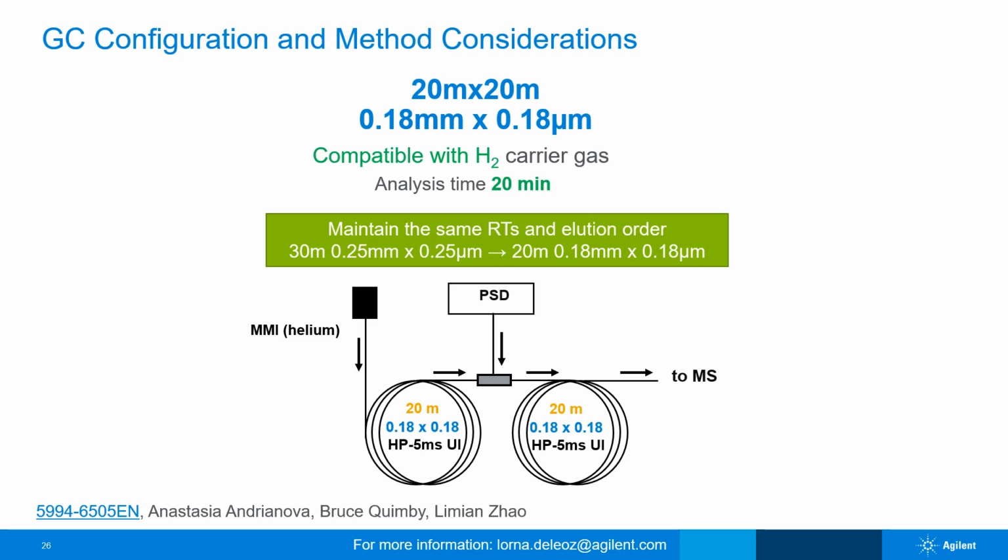Please note that the standard 30-0.25-0.25 configuration or two 15-meter columns cannot and should not be used with hydrogen because of the insufficient GC inlet head pressure. The advantage of this configuration is that it allows for maintaining the same retention times with hydrogen as those observed with helium using the conventional 30-meter column configuration.